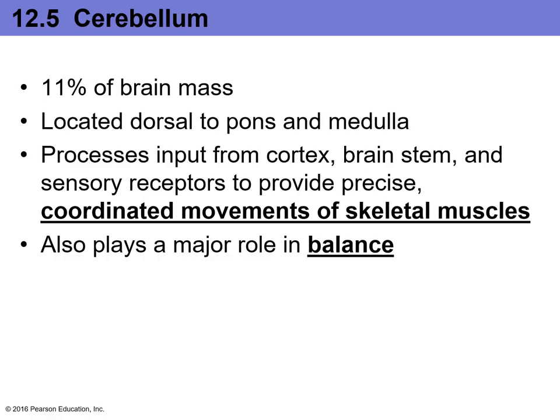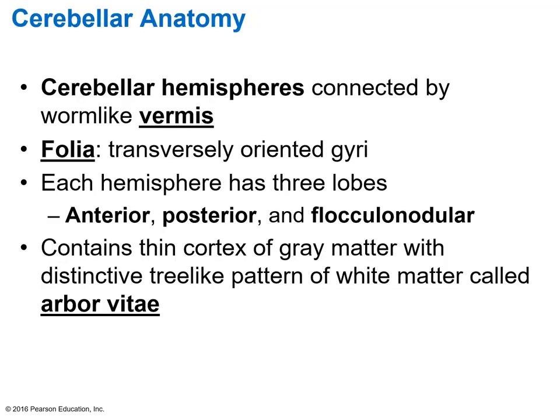And then the cerebellum. This is located behind the pons and the medulla. It's getting input from the cortex and from the brainstem. It's helping to provide very coordinated movements of the skeletal muscle so that it's not just some jerky, spastic type of movement. It also plays a role with balance. It is divided into two hemispheres, certainly not as large as the cerebrum.